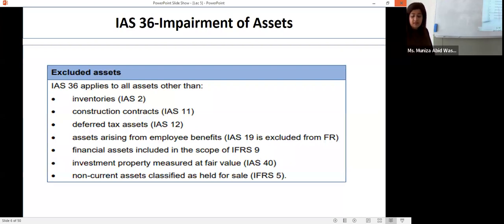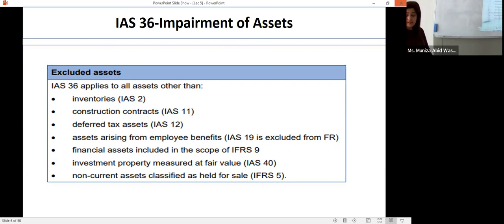Then financial assets included in the scope of IFRS 9, a little complex standard. And nowadays it's in high demand as well. If you do want to look for a future in banks or financial institutions, then you should be clear about financial assets. Only by knowing about financial assets, you can get a good job in banks, etc. Anyhow, these financial assets are also excluded from the scope of IAS 36. Then investment property, because it is already measured at fair value, is also excluded from IAS 36.